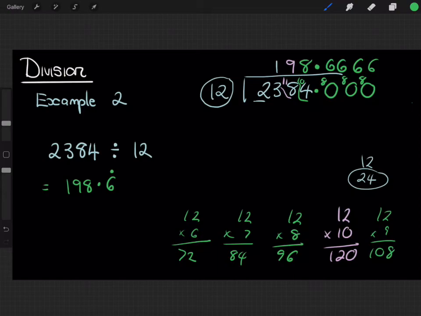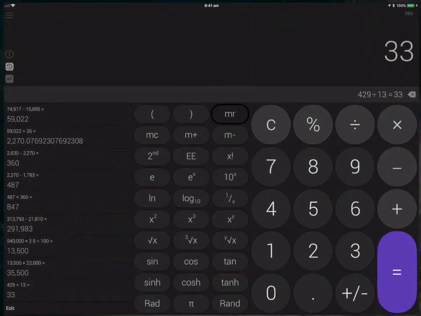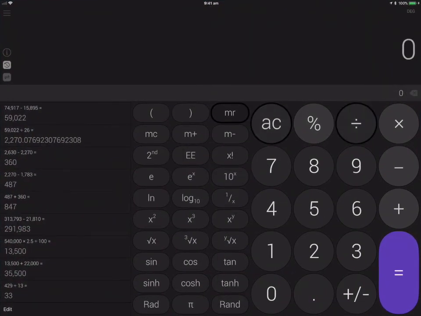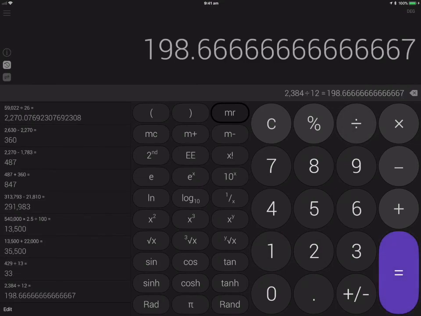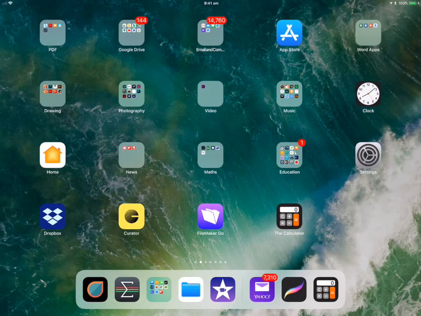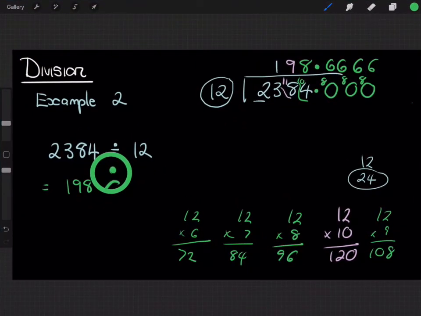So let's check that on the calculator. 2384 divided by 12. 2384 divided by 12 is 198.6666 recurring. So there we go.